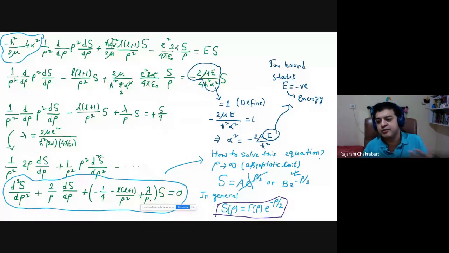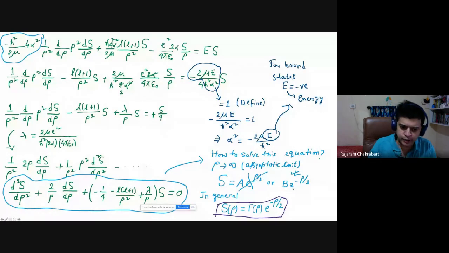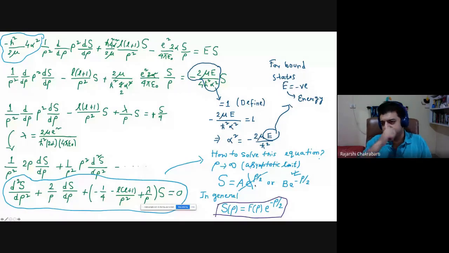So I can have an asymptotic solution to this differential equation, like a constant times exponential of rho by 2, or a constant times exponential of minus rho by 2. But I cannot take plus rho by 2, because then this function is not going to be square integrable, or it will not vanish when rho goes to infinity. So I have to take exponential of minus rho by 2. The general solution would be exponential of minus rho by 2 times a constant, but that is true only in the asymptotic limit. For any value of rho, it has to be exponential of minus rho by 2 times another function of rho.